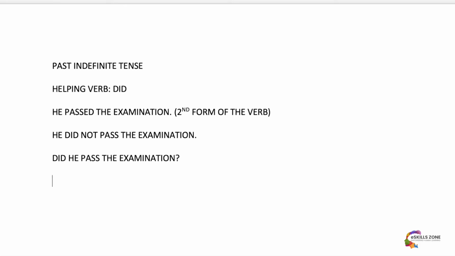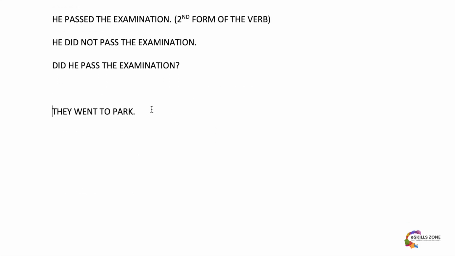The best thing about past indefinite tense, this is one of my favorite tenses. I love it because it has only one helping verb, it's easy to understand, and it describes the simple past in a very easy way. So let's have some more examples. They went to park. Now this is another example. It's a positive sentence and we need to convert this into negative. So we'll say they did not go to park.